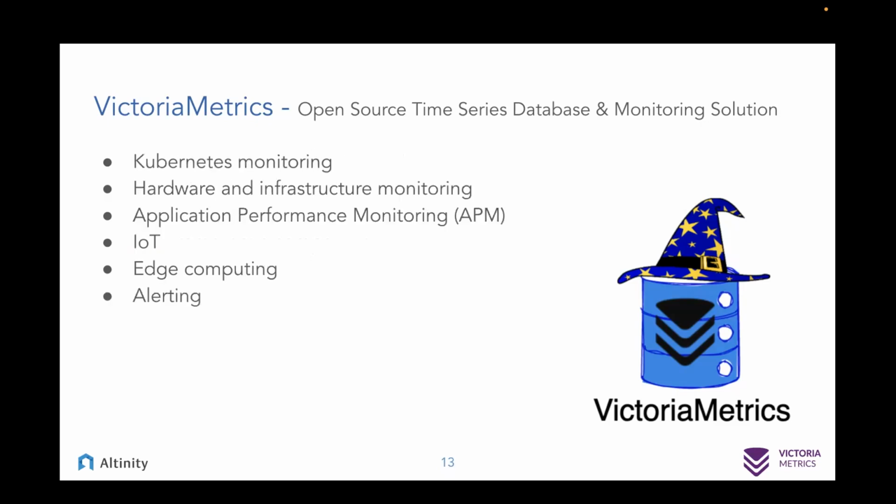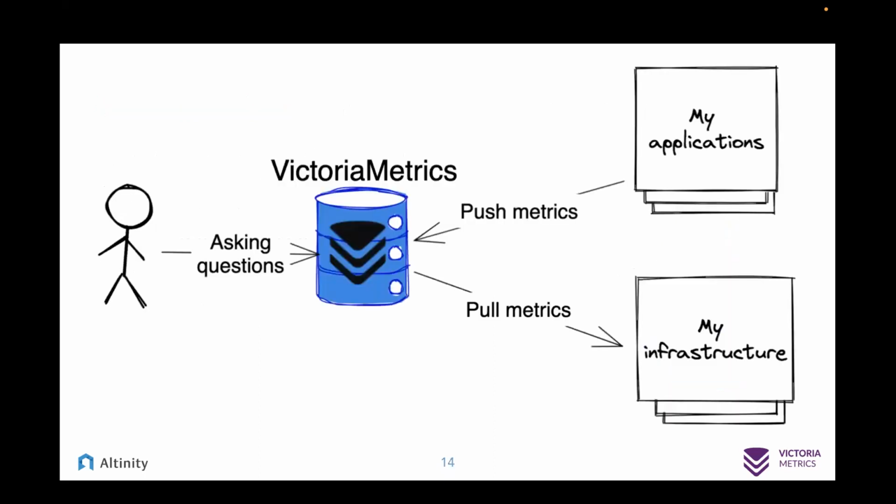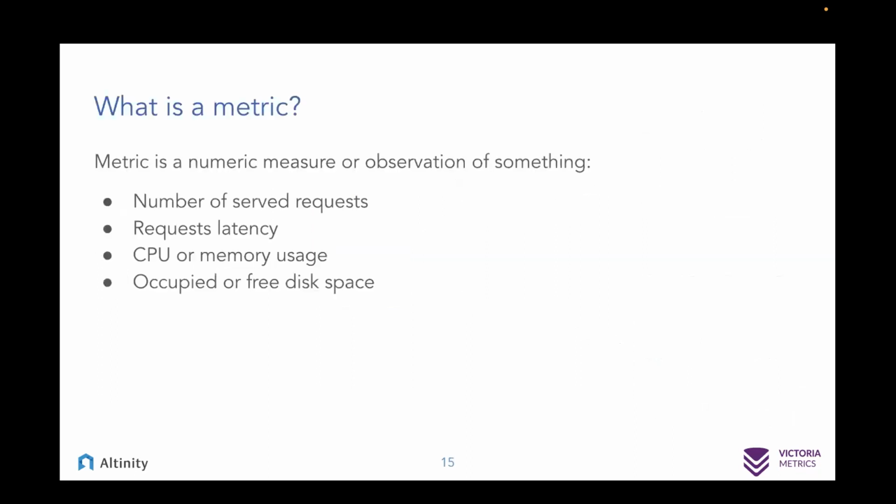Okay, when to use VictoriaMetrics? Well, basically, our users mostly use it for Kubernetes monitoring, for hardware or infrastructure monitoring, for APM, IoT, edge computing, alerting, anything which has relation to metrics, actually. And as I said, VictoriaMetrics is a monitoring solution, which means it has a built-in TSDB in the middle. It has a user interface, a query interface for you to ask questions and get responses. And it also has its way for metrics collection. It can collect metrics via pull model from your application or infrastructure, or it can accept metrics from your applications via push model.